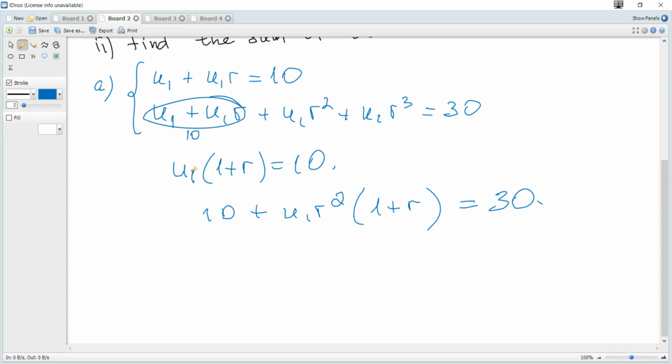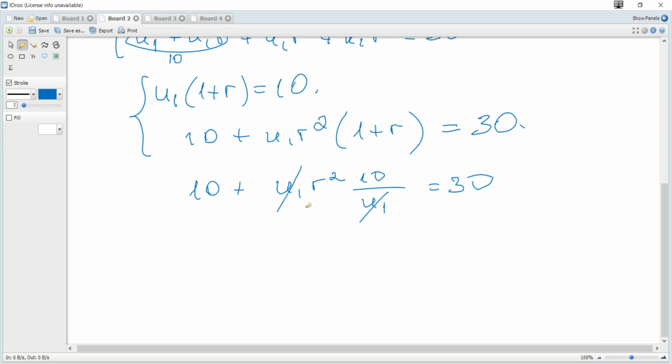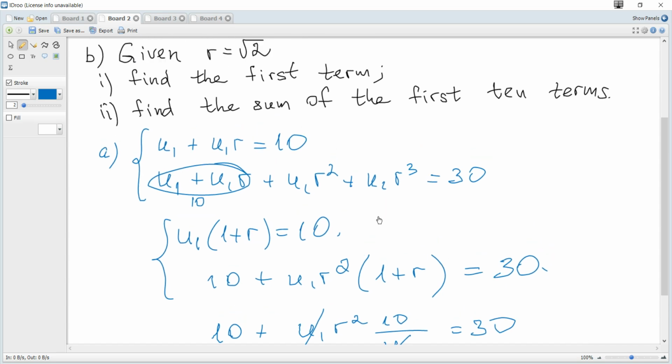And you can see that U1 is 10 over 1 plus R, hence the second becomes 10 plus U1 R squared times 10 over U1 is 30. U1 cancels, and dividing by 10 we get that 1 plus R squared is 3, so R squared is 2 as required.